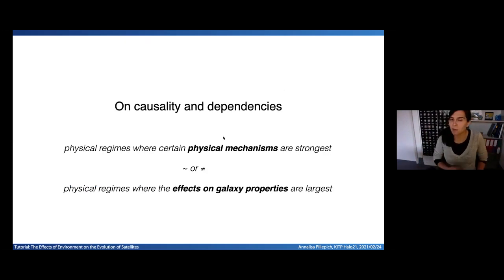And so then the question becomes, which phenomena are most relevant? It depends on what effects you are looking at. I would argue that the physical regime where certain physical mechanisms, say ram pressure stripping, are strongest is not necessarily the same as the physical regime where the effects on galaxy properties are the largest, because this is all complicated by the hierarchical growth of structure. We come to this in a second. But let's focus on the physical regimes where the effects on galaxy properties are largest, or let's try to find some causality.